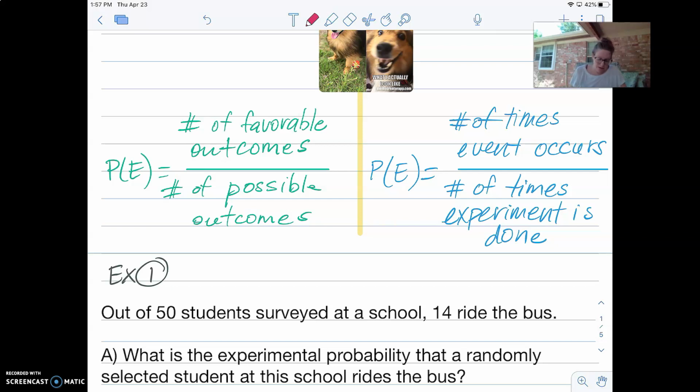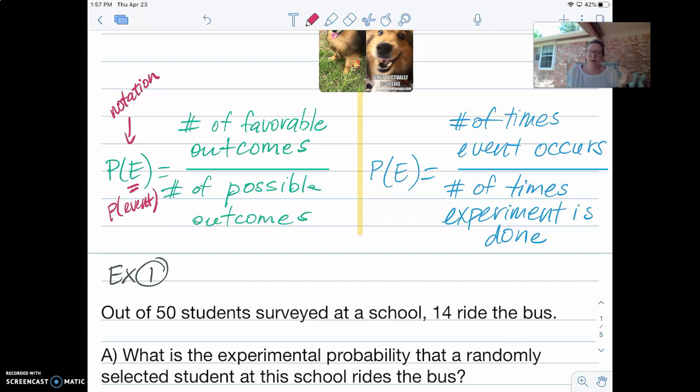The probability of, this is the notation here, okay? So this is how we notate the probability of an event. So this E right here stands for event. Probability that something will happen. You take the number of favorable outcomes divided by the number of possible outcomes.